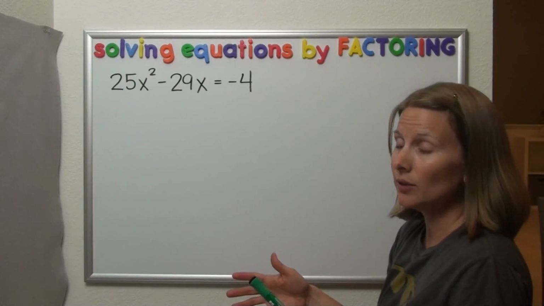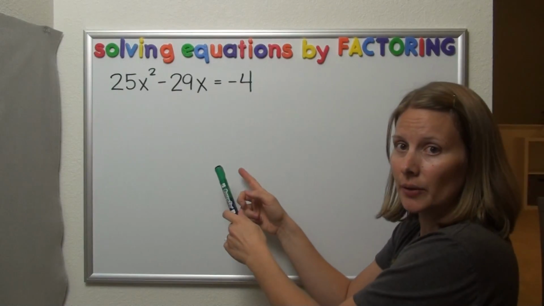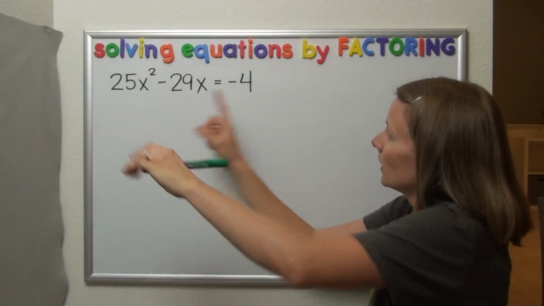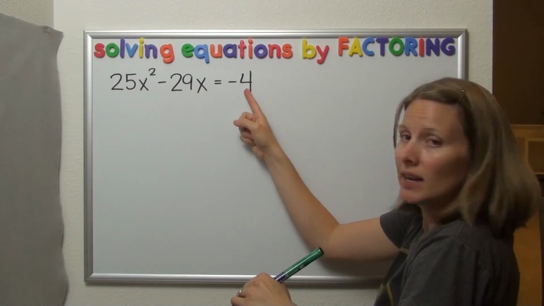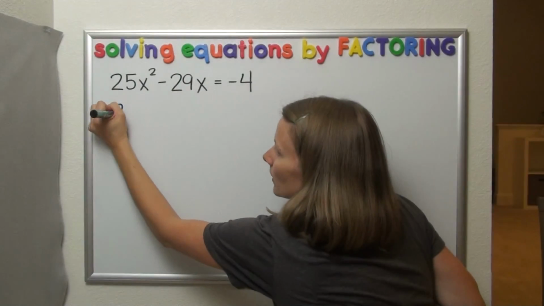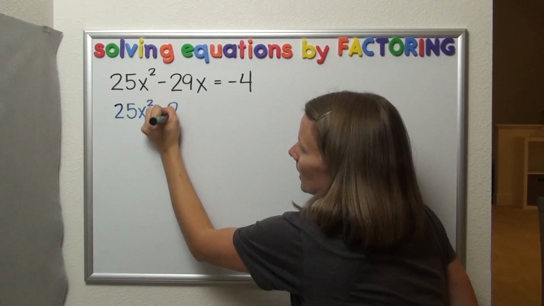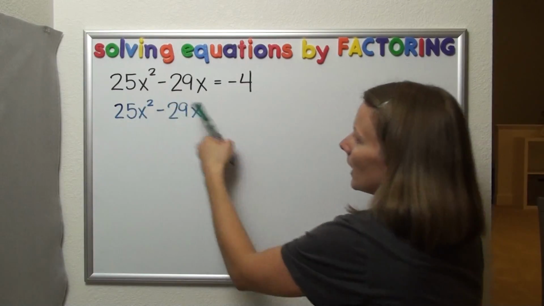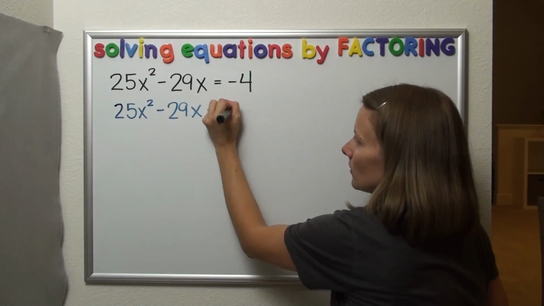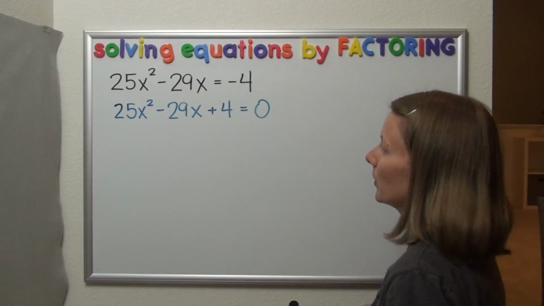We have not had to do this before. It's been done for us up till now, but we can see that we don't have a 0 on either side. So what I'm going to do is push everything to the left. Essentially, in this case, that's just taking this -4, scooting it over. So we've got our 25x squared. We've still got our minus 29x. But now if this -4 scoots to the left, it becomes positive 4. And that leaves us with a 0 on the right, which is exactly what we want.